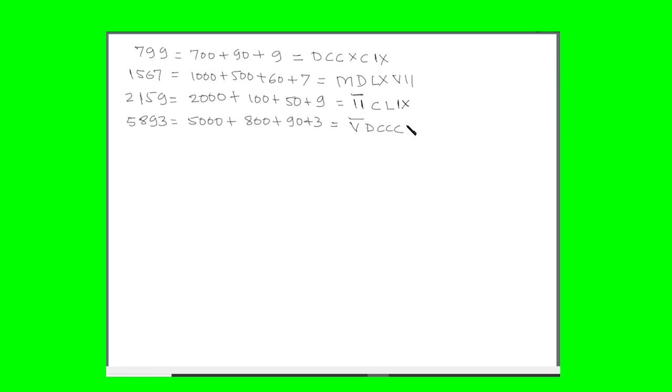Then 90 is XC, 100 minus 10. And 3 is 3 times I. So this is our 5893.